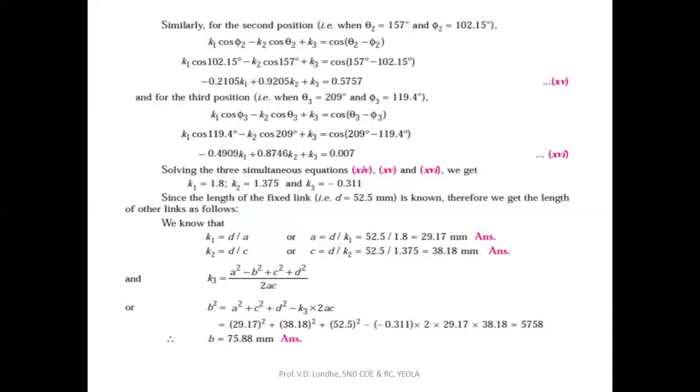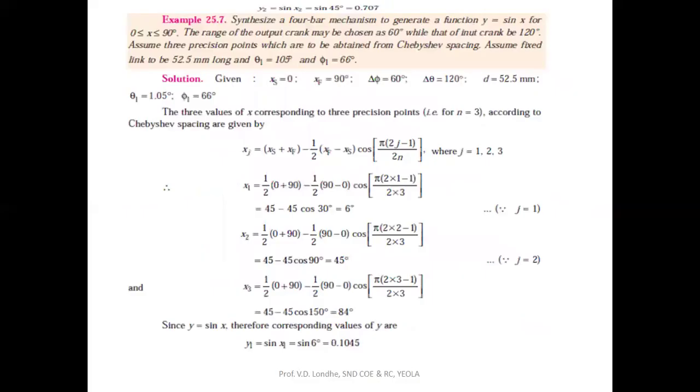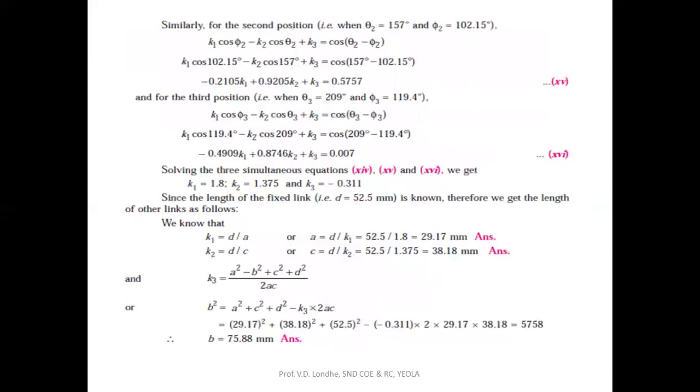The Chebychev spacing can also be found by a graphical method. If you know the range, that is delta x, then you plot a circle having diameter equal to delta x, and divide that circle into 6 equal parts in such a way that the chords cut the horizontal line, and you will directly get the positions of xs, x1, x2, x3, and lastly xf. In this way we can also find the precision points by the graphical method.